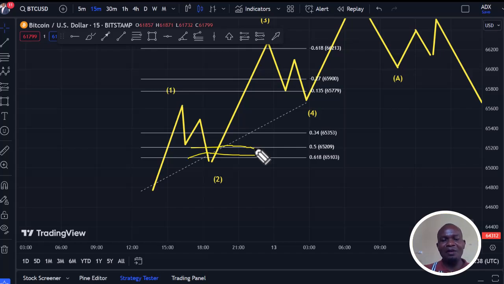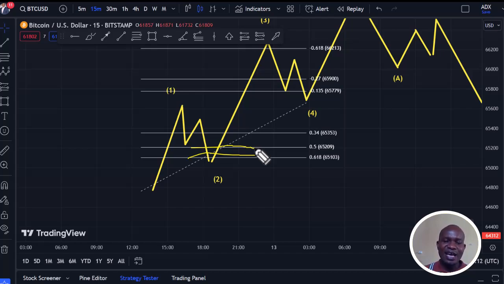we have 0.5. Now remember, we are using this fib to gauge the patterns. Understanding the pattern is very, very important. In case you've not watched the video we released on Elliott wave trading pattern, kindly check the link below, because that will also help you to understand what you are looking for.